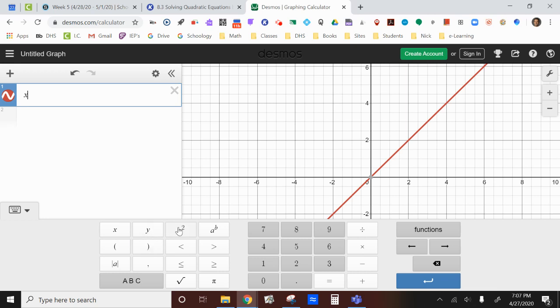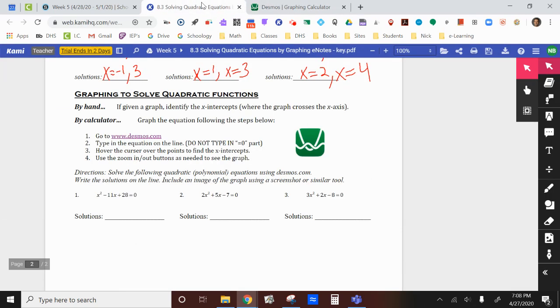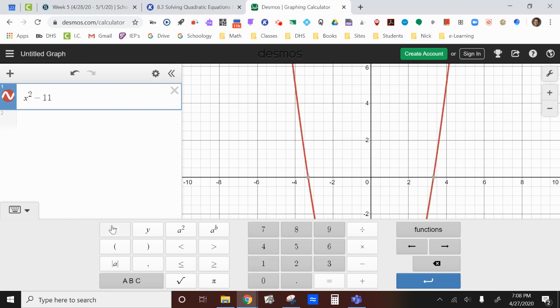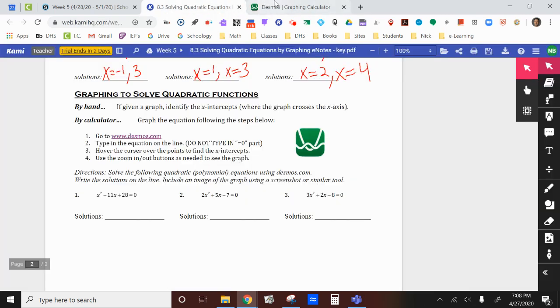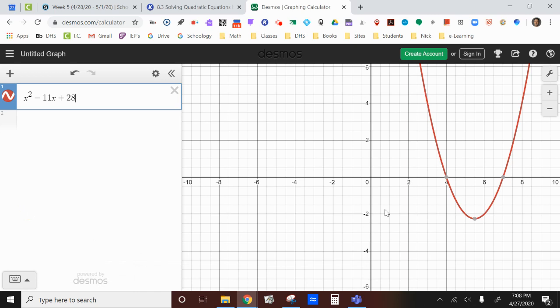All right, so we can see down here, a squared is how we're going to get to our little exponent of 2. So we said x squared minus 11x plus 28. And look at that, there's our graph. A nice U shape here.